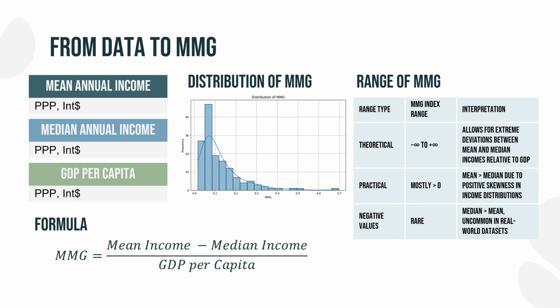The MMG ratio is defined as the difference between mean and median income divided by the GDP per capita. In theory, this ratio can range from negative infinity to positive infinity. In practice, it is actually positive because mean income is higher than the median income due to the skewness of the income distribution. Negative values are rare but possible when median income exceeds the mean. This measure allows us to quantify disparities in a way that directly connects household income with national output.